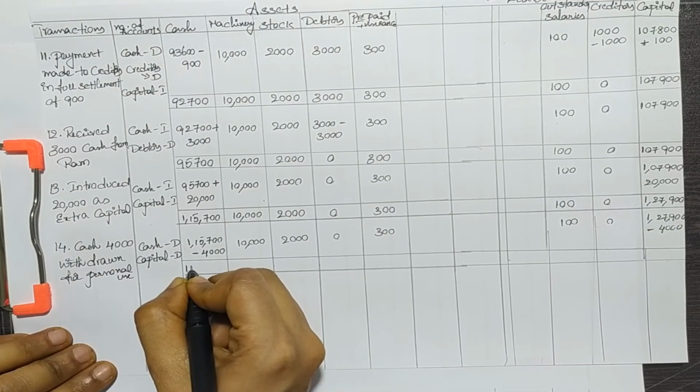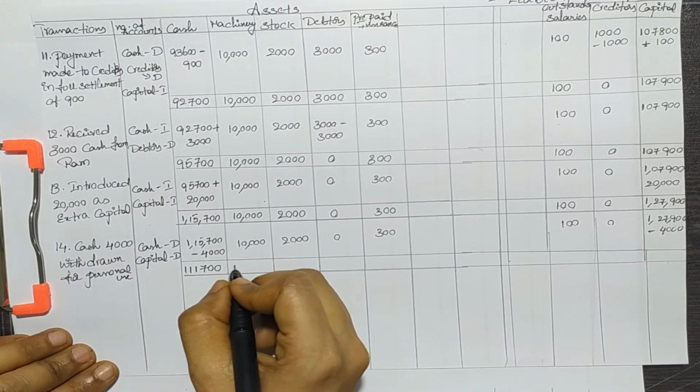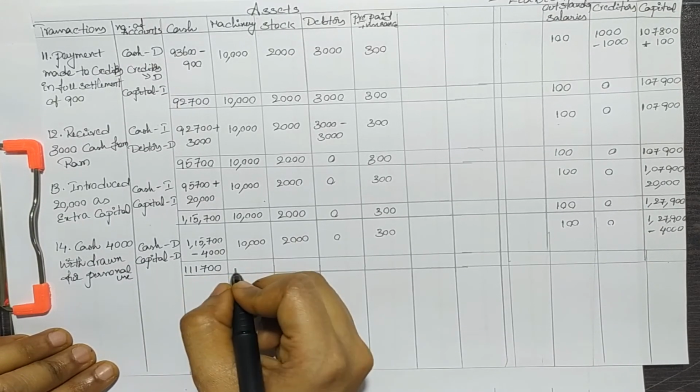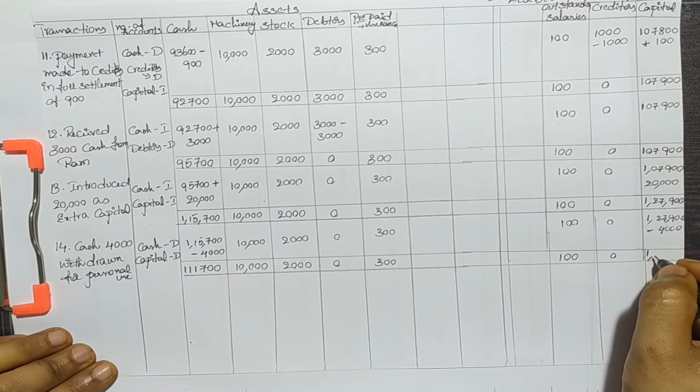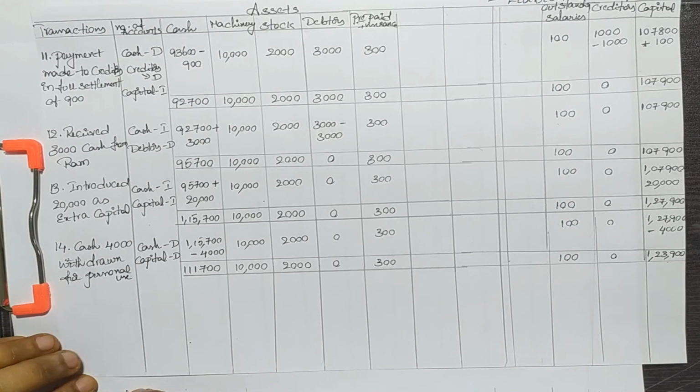After deducting this amount from cash and capital, the cash balance is 1,11,700 and the remaining account balances will remain same and the capital balance is 1,23,900. Asset side total is 1,24,000 and liability side total is 1,24,000. Both the totals are matching with each other.